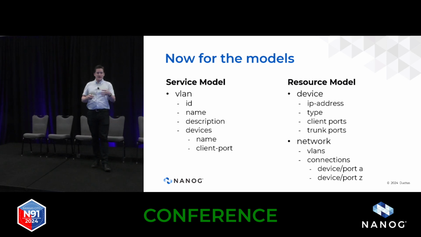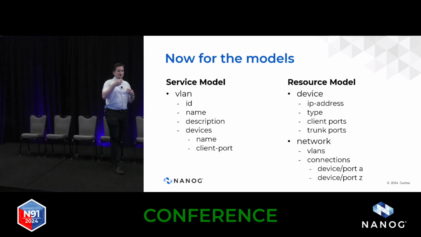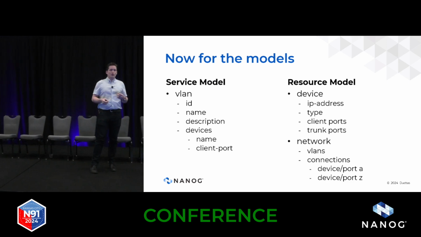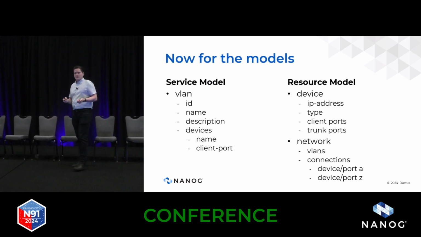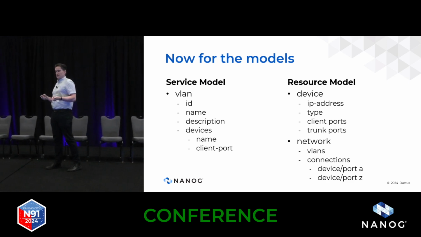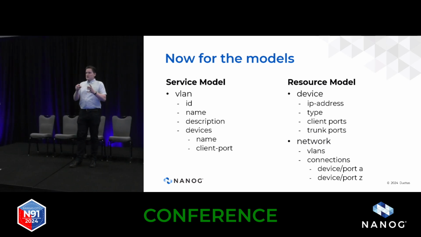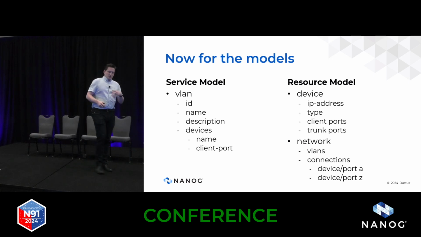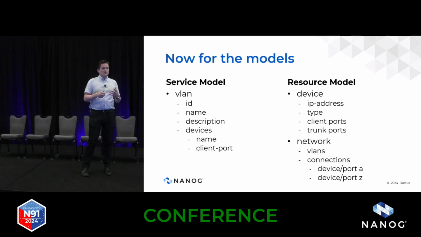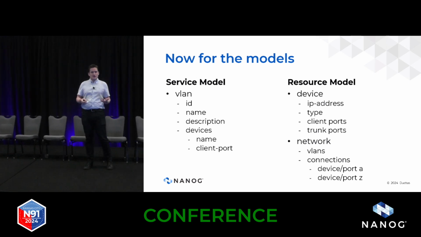We just say, okay, we have an ID, a name, and a description, as well as a list of devices and what their names and ports are. We don't need to put the IP address of the device. We don't need to say what type of device it is. All we have to do is say the stuff that will be visible to someone who is using the VLAN. And the resource model can be responsible for storing all the other information that we need.